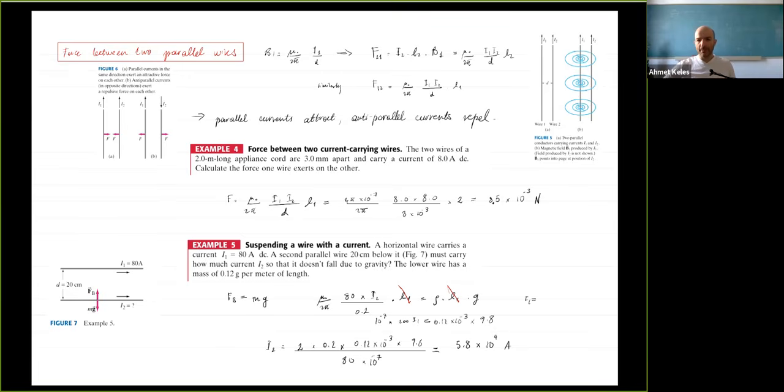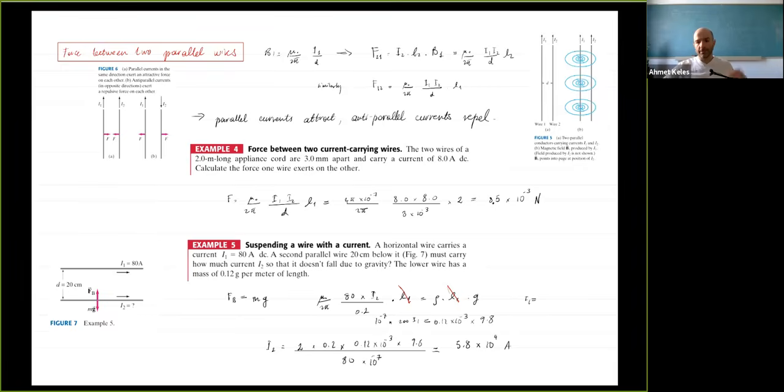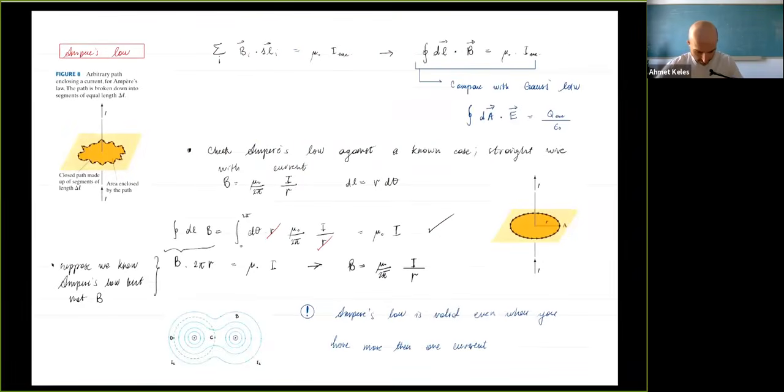Then the logical next step is, you remember Gauss's law, which relates charge in a finite region with the flux out of this region. So is there such a thing for magnetic fields too? So let's see that. This is called Ampere's law.